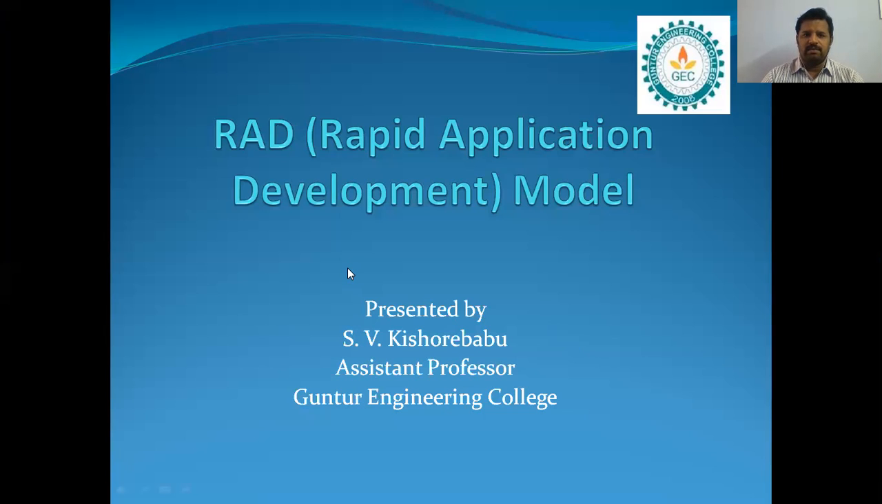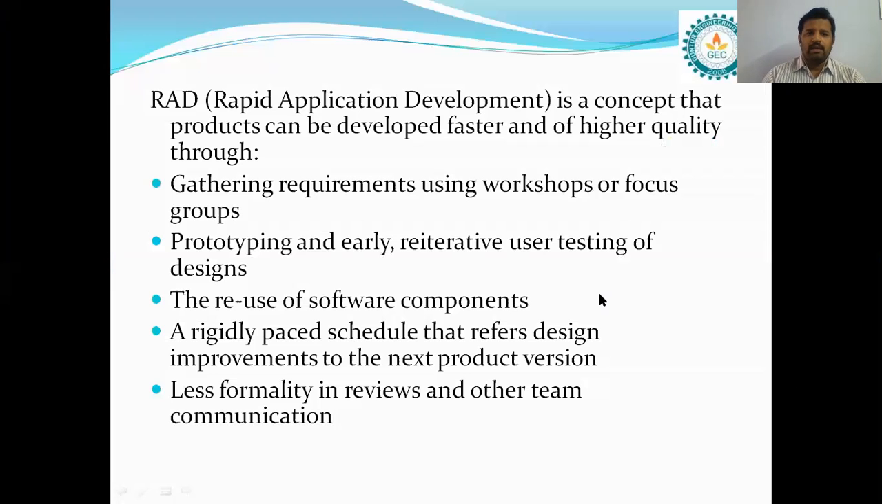Today we'll discuss the last software development cycle model, that is the RAD model, which stands for Rapid Application Development Model. Let us discuss briefly. RAD model stands for Rapid Application Development. It is the concept that products can be developed faster and with high quality by using this rapid application development model.